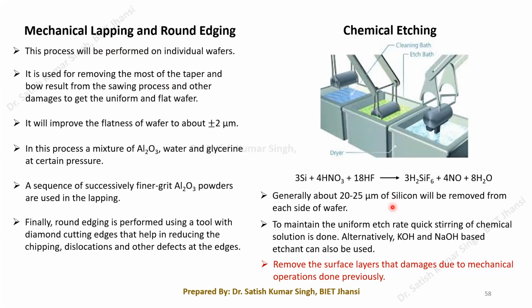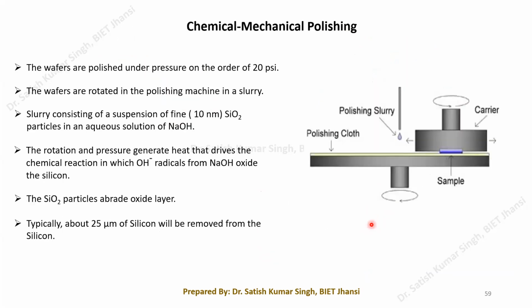That will be removed by the chemical etching process. After doing this chemical etching, we have to follow a last step, which is called chemical mechanical polishing. In chemical mechanical polishing, we have this type of system, with a particular table. On this platform we have a polishing cloth.